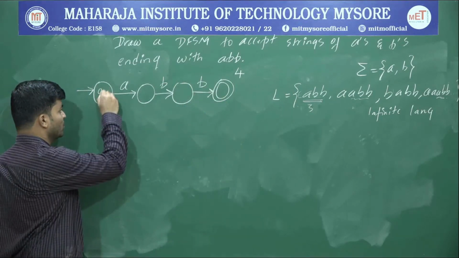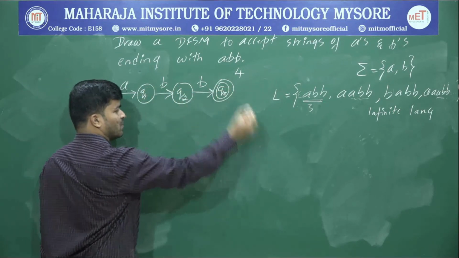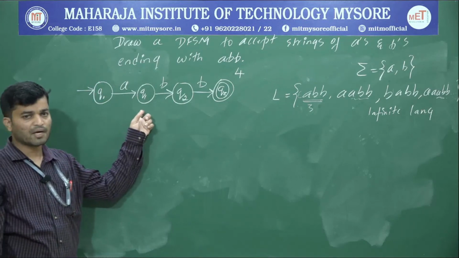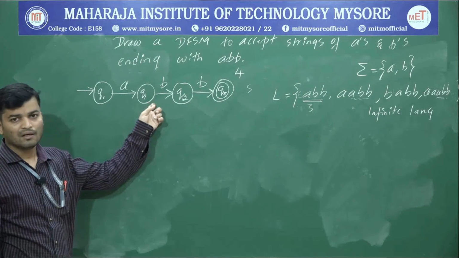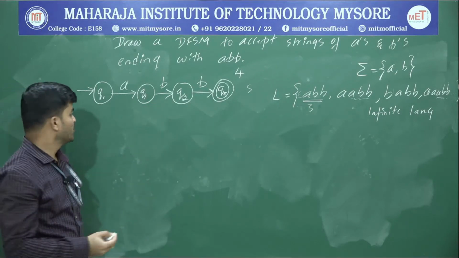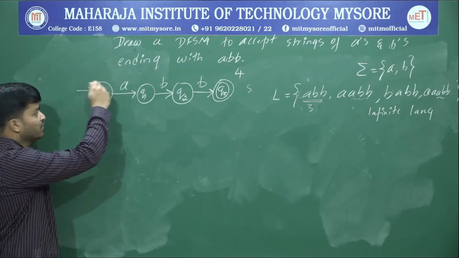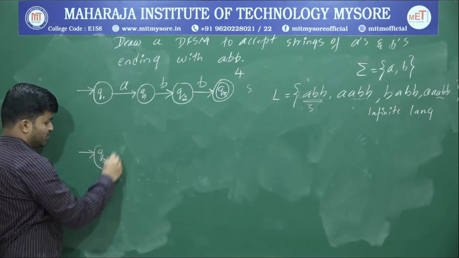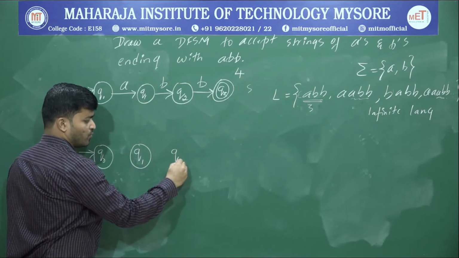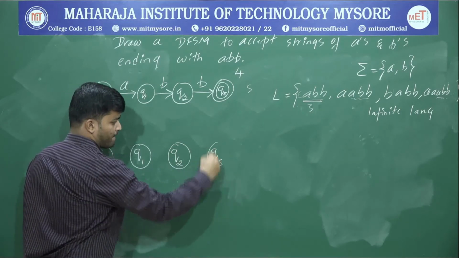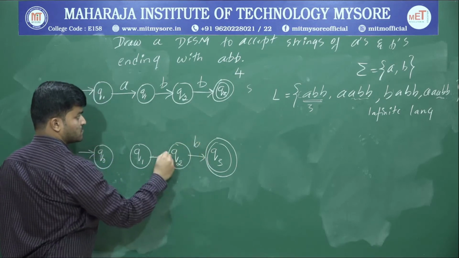Name the states Q0, Q1, Q2, Q3. Now this becomes the skeleton. Now we have to build the muscle. How to build the muscle? You rewrite this one more time. If you want, you can build here itself. Just for practice purposes, you rewrite this one more time: Q0, Q1, Q2, Q3.